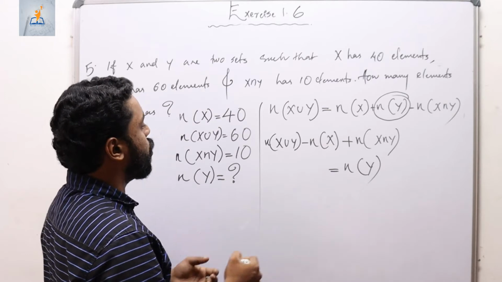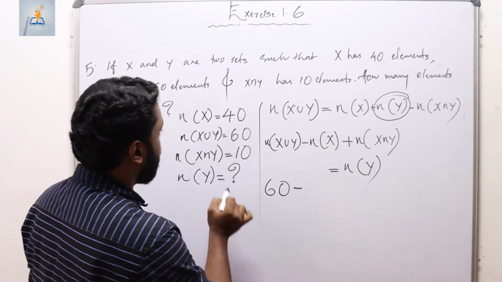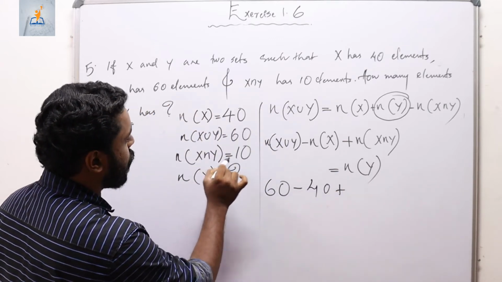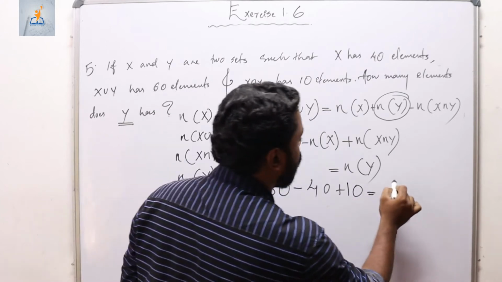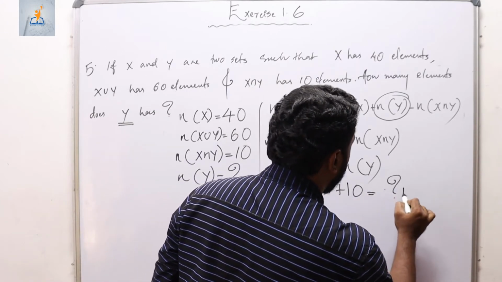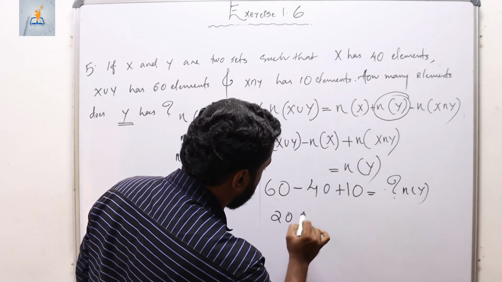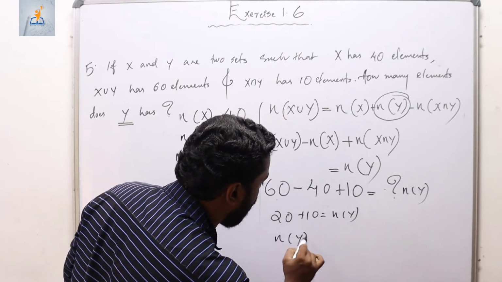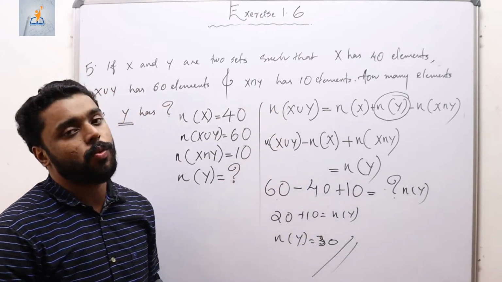Now we can substitute the quantities here. n of X union Y is equal to 60, minus n of X which is 40, plus n of X intersection Y which is 10, which is equal to n of Y. What is n of Y? We have to find it out. Now 60 minus 40 is equal to 20, plus 10 is equal to 30. So n of Y is equal to what? 30. So this is the number of elements in the set Y.